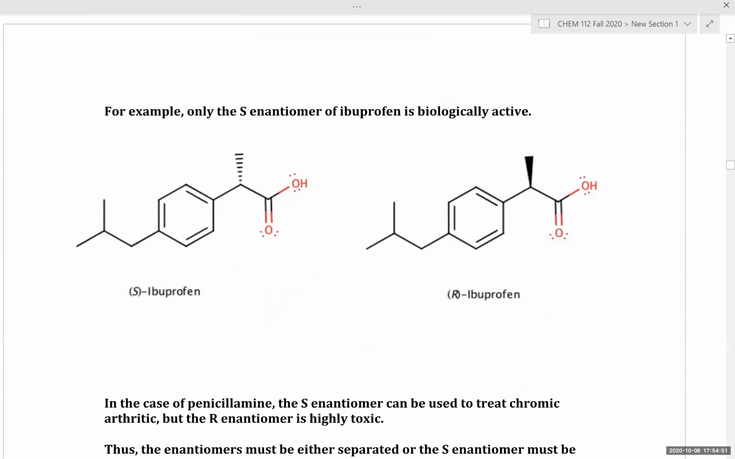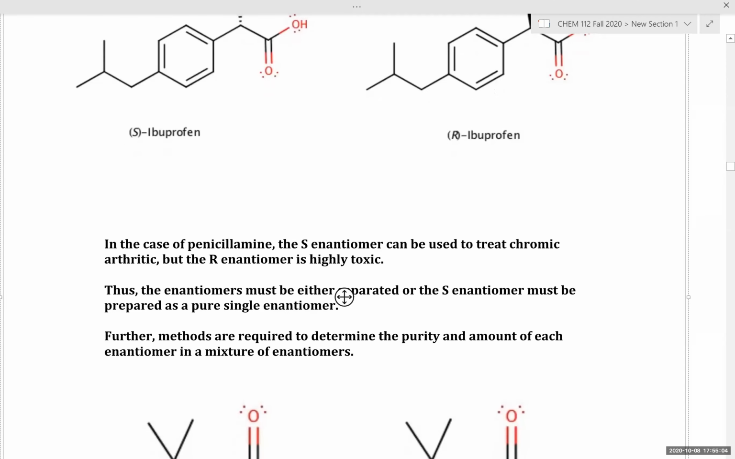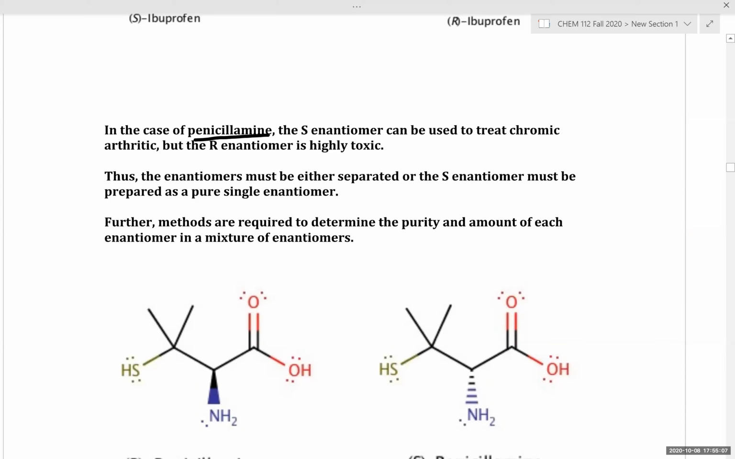We see this all the time in many known pharmaceutical agents. For example, only the S enantiomer of ibuprofen is biologically active. In the case of penicillamine, being able to distinguish between the enantiomers and determine the percentage of each enantiomer in a sample is even more important, because the S enantiomer can be used to treat chronic arthritis, but the R enantiomer is highly toxic. Thus, the enantiomers must either be separated or the S enantiomer must be prepared as a pure single product.